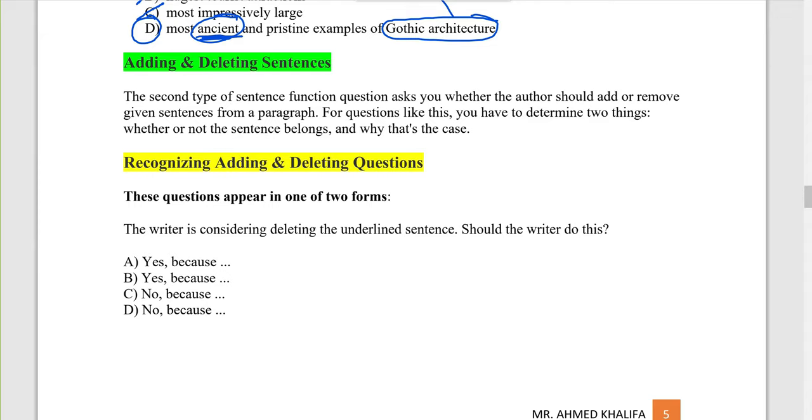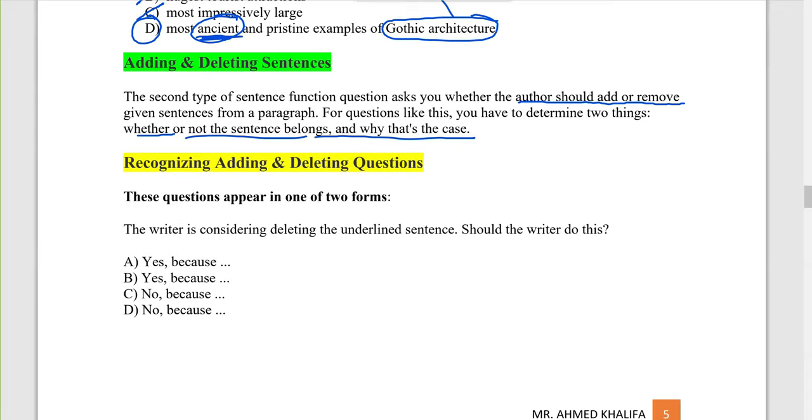The second type of sentence function questions asks you whether the author should add or remove given sentences from the paragraph. For a question like this, you have to determine two things, whether or not the sentence belongs and why that's the case. Okay? Remember this.